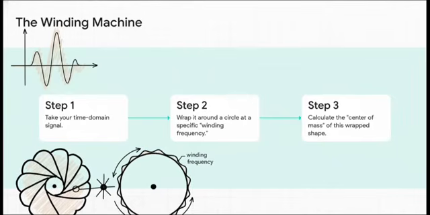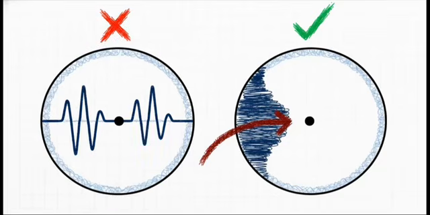Imagine we build a winding machine. The process is simple. You take your signal, you literally wrap its graph around a circle, and you pick a speed for how fast you wrap it. Then you just find the center of mass of that new wrapped up shape. Okay, but why on earth would we do that?